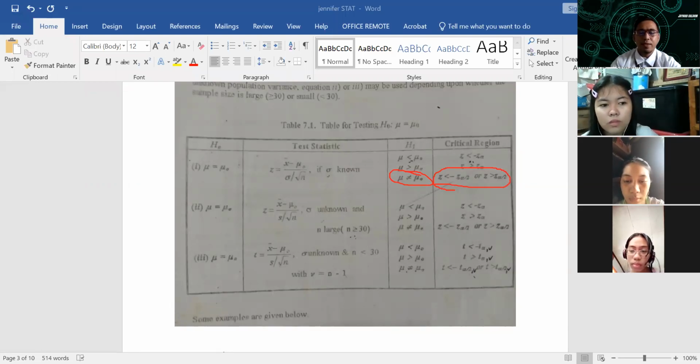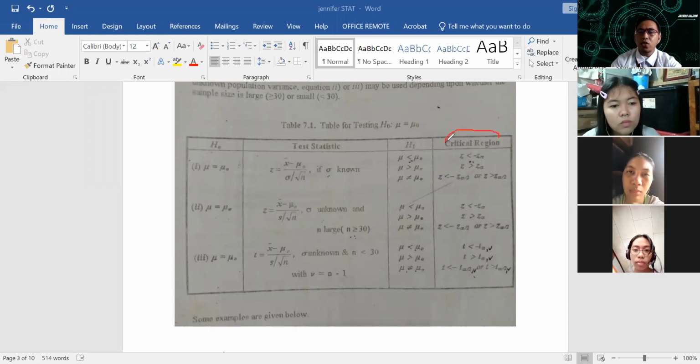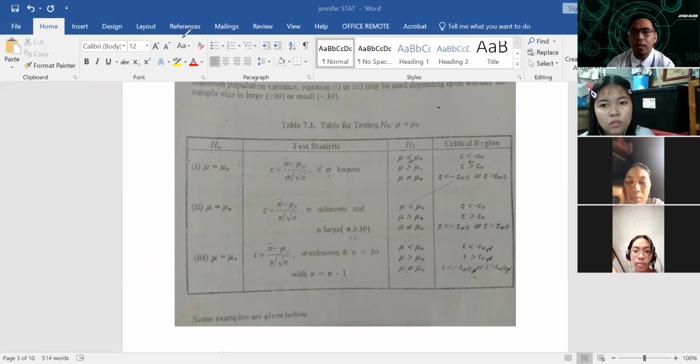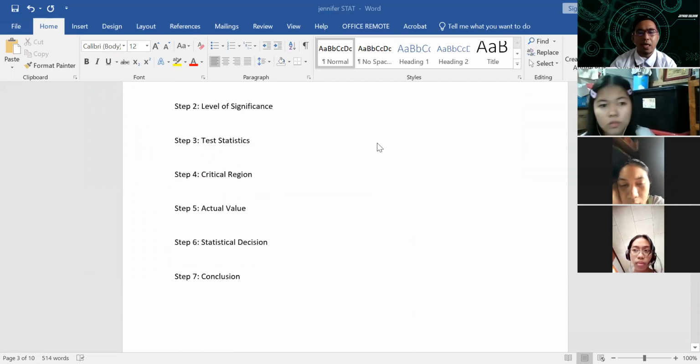Understood, everyone? So it means our previous discussion is very important, because you will not understand how to get this if you are not able to understand our discussion about the standard normal distribution, which we discussed last meeting. Again, you base your critical region from your alternative hypothesis. Okay? So that's all for the critical region.